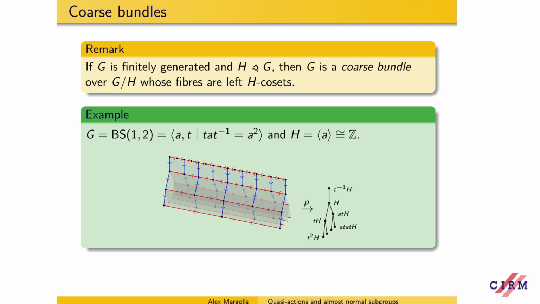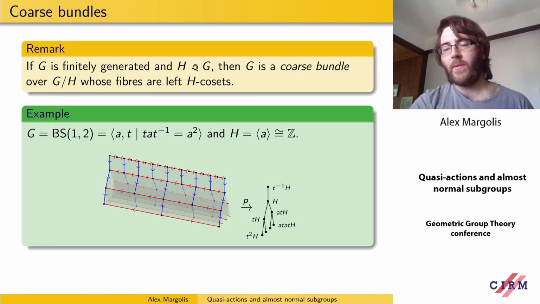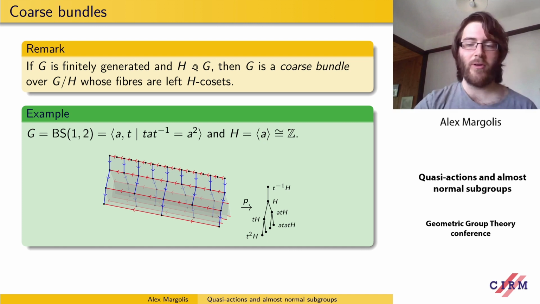So what happens is, this is the Cayley graph or Cayley complex of the Baumslag-Solitar group. And if we collapse all the left H cosets to points, we get the Bass-Serre tree of the Baumslag-Solitar group. And likewise, if we take pre-images of points of the Bass-Serre tree, we recover the original group.